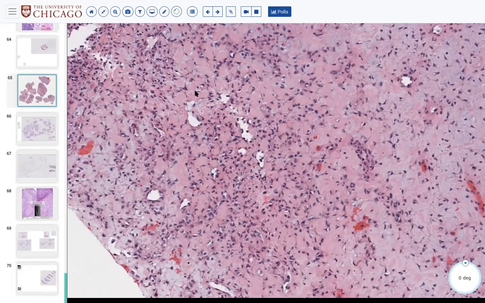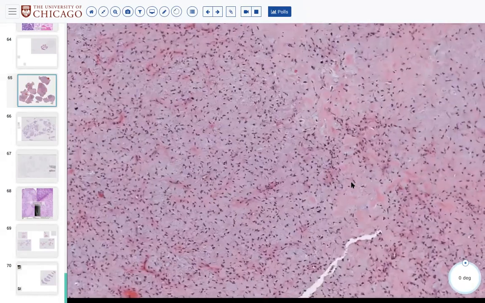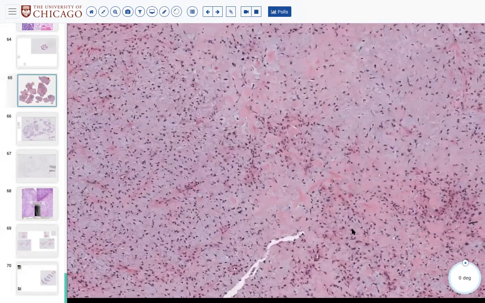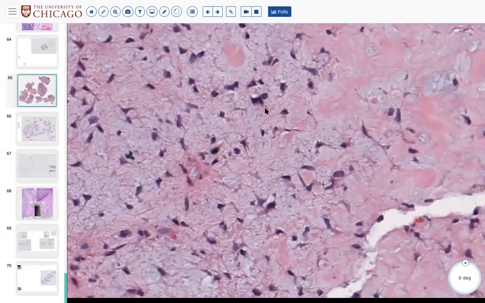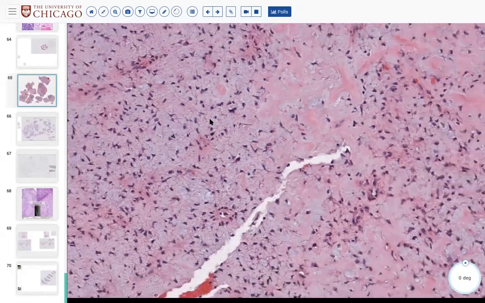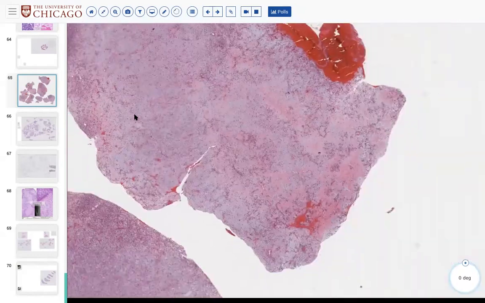Awesome. And so is this benign, malignant? Are we worried? Are we not worried? Benign, right? Yeah, so most chondromyxoid fibromas, if in fact that's what they are, are benign.